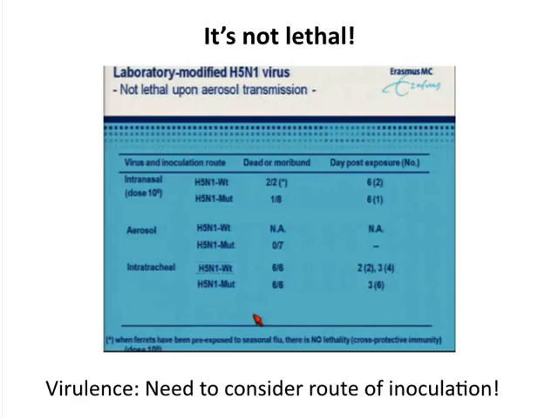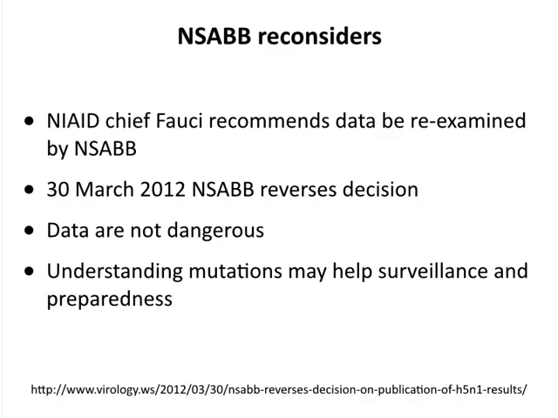Now, if you may remember when we talked about virulence, how I emphasized virulence depends on many things, including the route of inoculation. So he left that out in his discussions with the press, and unfortunately, this virus is not lethal when transmitted by aerosol. So it's not likely that it would wipe out the world if it were released. So the NSABB reconsidered. The head of NIAID, Tony Fauci, said, you guys should relook at this, and they did, and they decided they would reverse their decision and let the stuff be published. They said the data are not dangerous, and we need to understand these mutations.